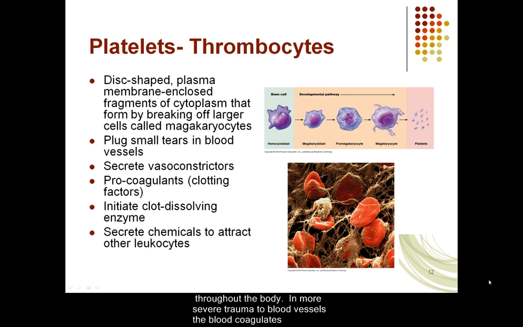In more severe trauma to blood vessels, the blood coagulates or clots because of the platelets initiating a complex process involving components in the plasma that produces a web of fibrin that traps erythrocytes and platelets to halt blood flow. This process of cessation of bleeding is called hemostasis.